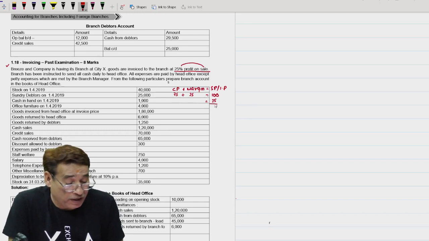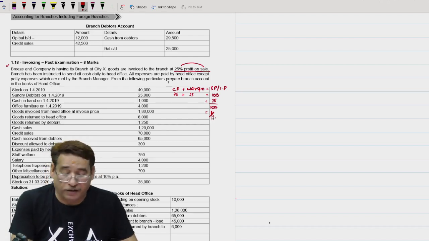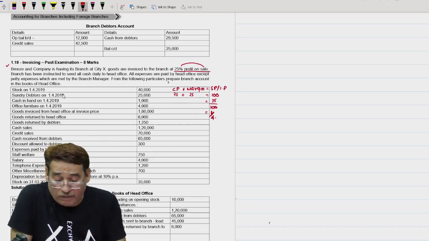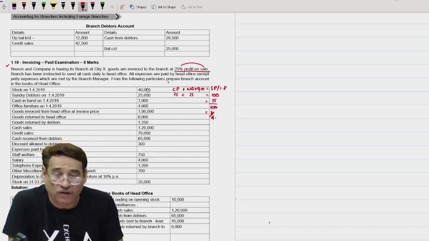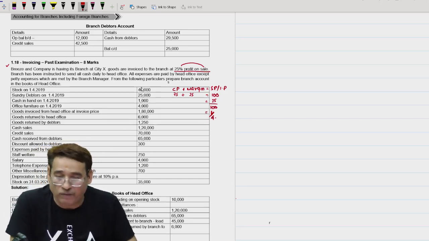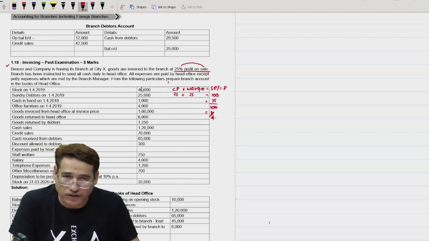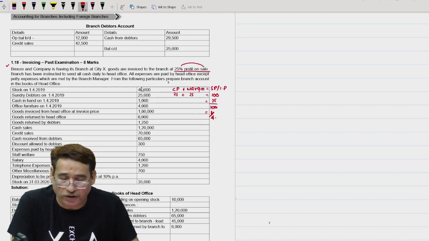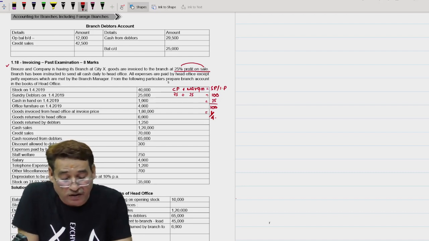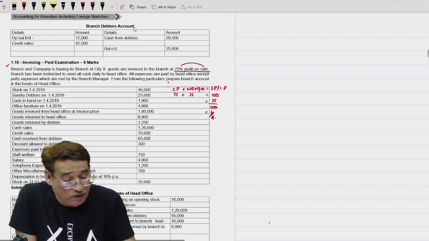After that, I will write 25 in the numerator. In the denominator, I will write invoice price. So rate of loading will be equal to 1/4. So this will be your rate, correct? Now we have been given opening stock 40,000. I need not require to tell you where I am going to put opening stock, towards the debit side of the branch account, and later on I am also going to take the loading of this particular item. So let's start now solving this particular question.